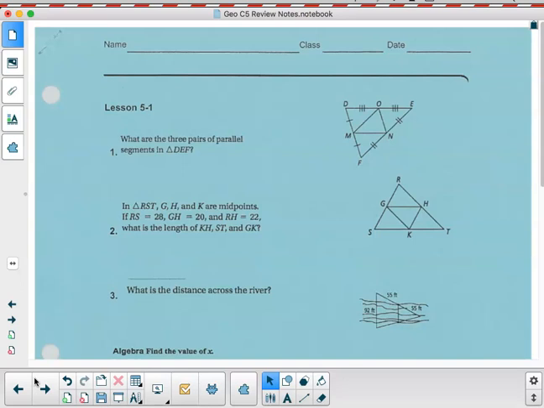This is the Lesson 5-1 section. What are the three pairs of parallel segments in triangle DEF?